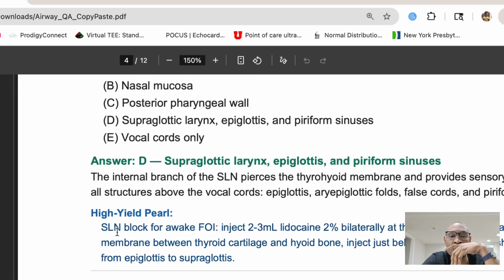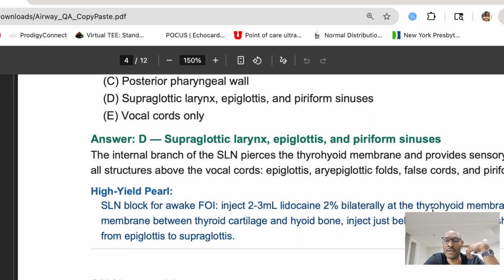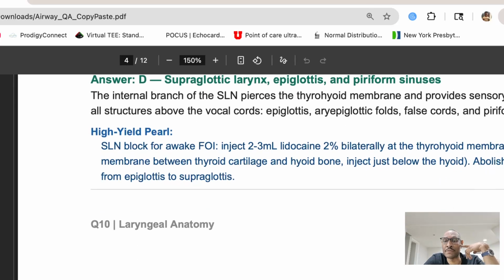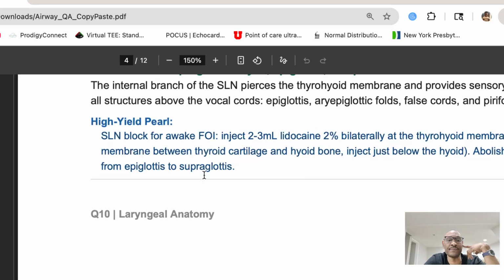Okay. So here's a little fact to know: a superior laryngeal nerve block for an awake fiber optic. This is how you do it. Rarely done. I don't know many people who can do them in this day and age, but good to know. I think boards like to ask you stuff like that. You need to know how to at least do a superior laryngeal nerve block. So that's going to abate the sensation from the epiglottis to the supraglottic.